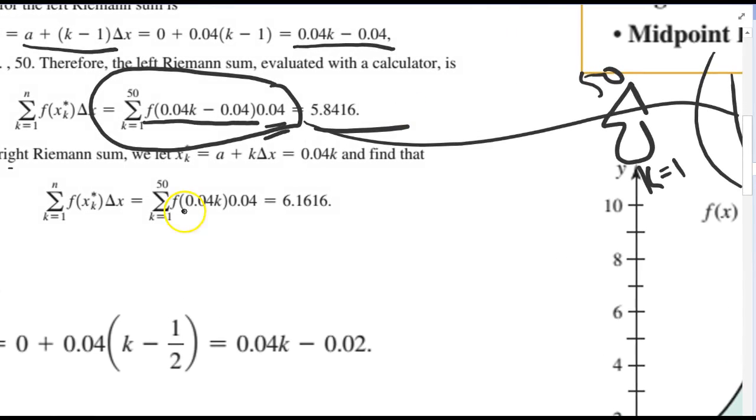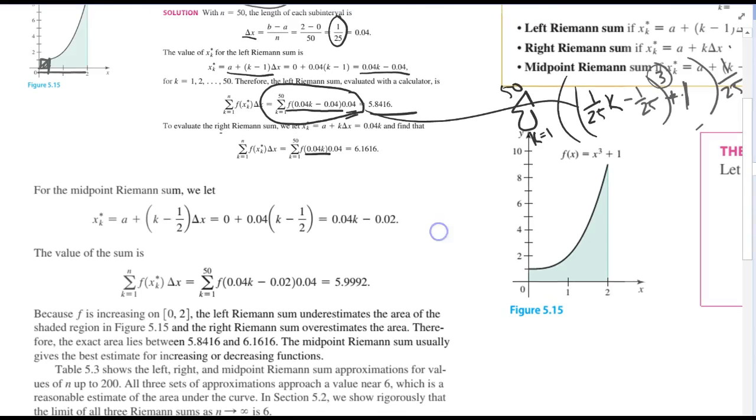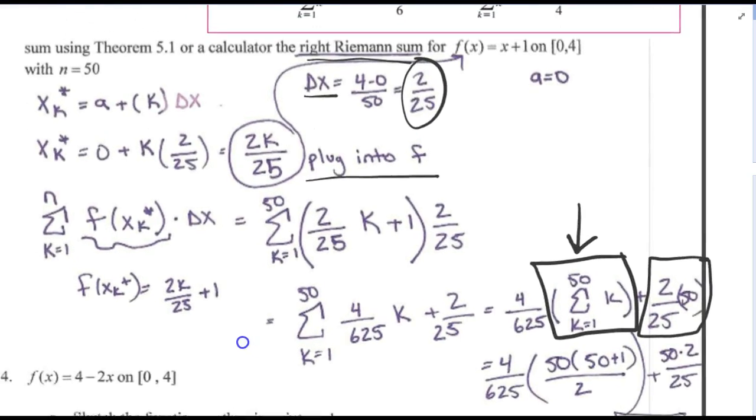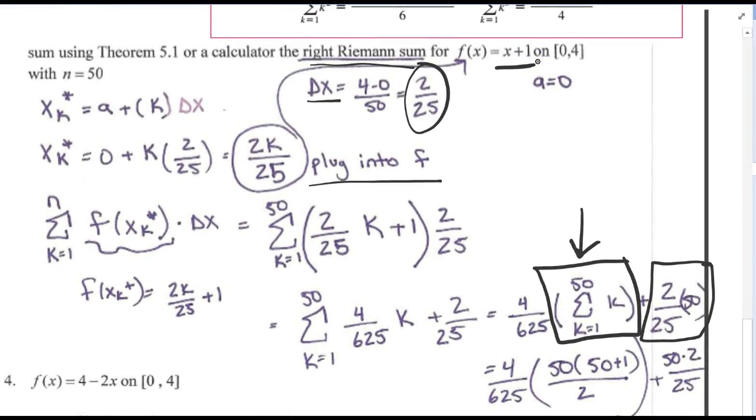Doing the same thing here, you're only plugging in 1 over 25k, so it makes it a little easier to simplify that. You don't have as many terms. And then, of course, with this midpoint one, you're going to have the same amount of terms, just a little bit different coefficients. On the homework problem, it's a little easier because it's just to the first power.